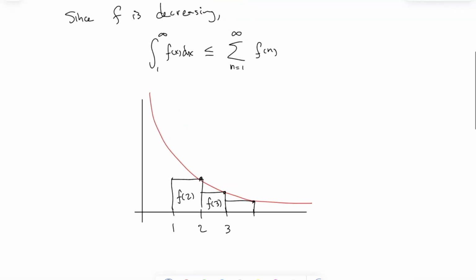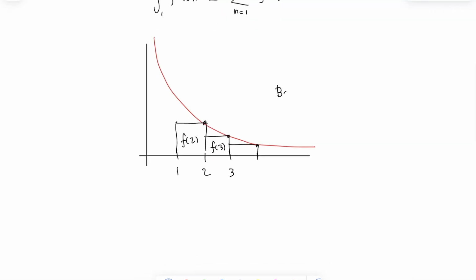So anyway, the box area this time is the sum n equals 2 to infinity f of n. I wrote 1, but I said 2. 2 is what I want to write. It's the same boxes, but you skip the first one. That's what I'm saying if you use the other inequality.